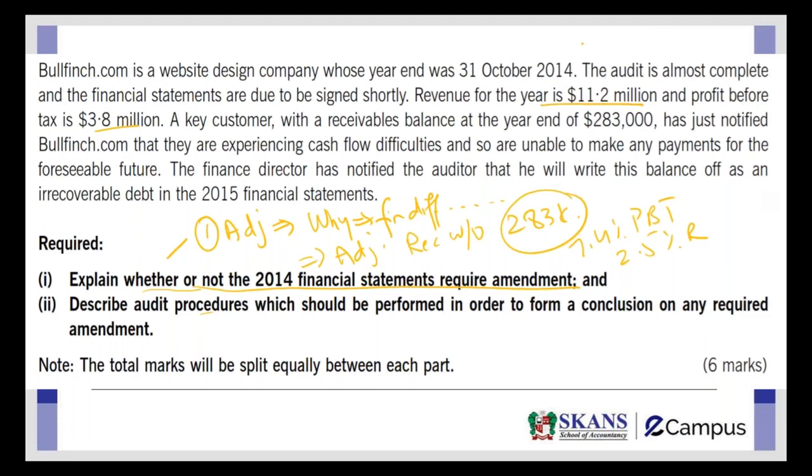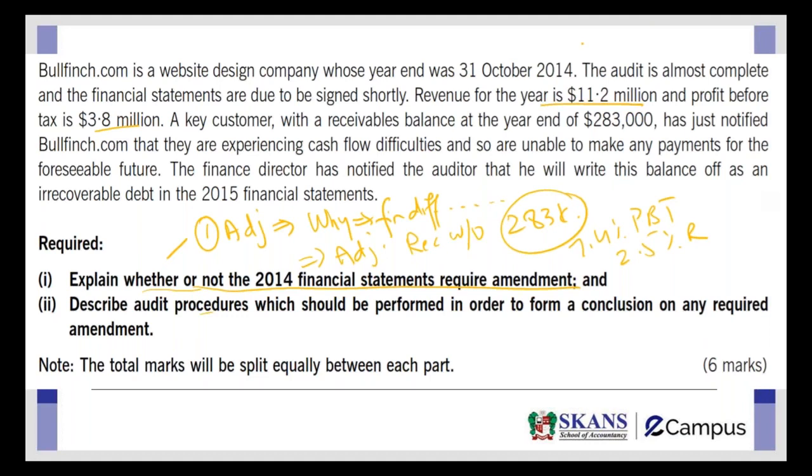So first procedure, I can inspect the correspondence between the management and the customer to confirm whether this money will be received or not, or the likelihood of getting this money. That's the first procedure, correspondence. I can do the same confirmation through a direct confirmation as well. So I can directly confirm from the customer the chances that they will be able to make any payment or not. So likelihood of money being received can be confirmed directly from the customer as well as through going through the correspondence.